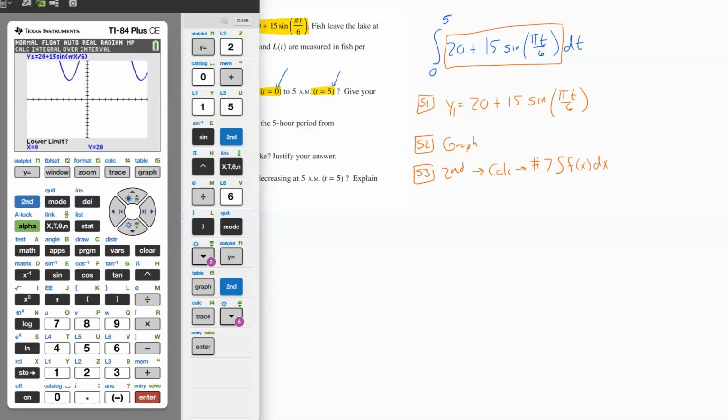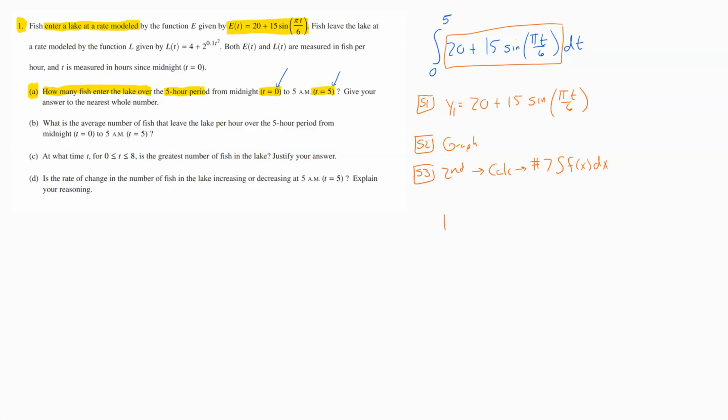Hit enter on that. You'll see at the bottom of your screen, it'll ask you for a lower limit. The lower limit is the lower bound, which in this model would be 0. Hit enter. It'll then ask us for an upper limit. Our upper limit in this situation would be 5, so I type in 5. Hit enter. It shades it in, and at the bottom of the screen, I see that I've got 153.45.